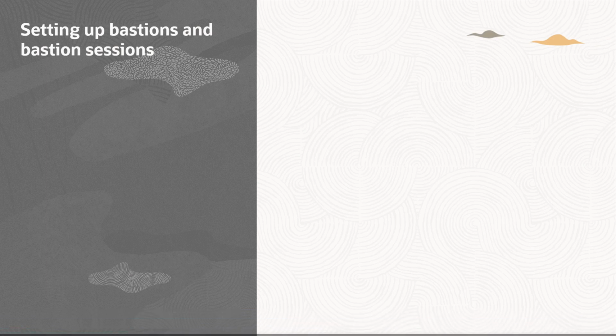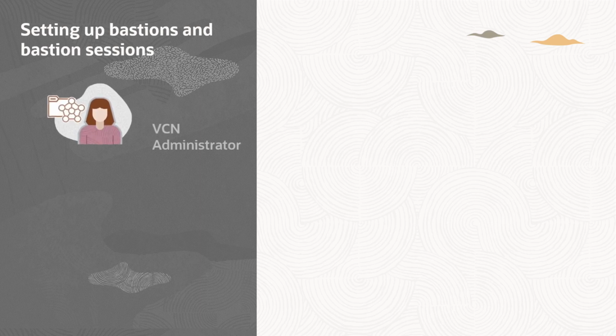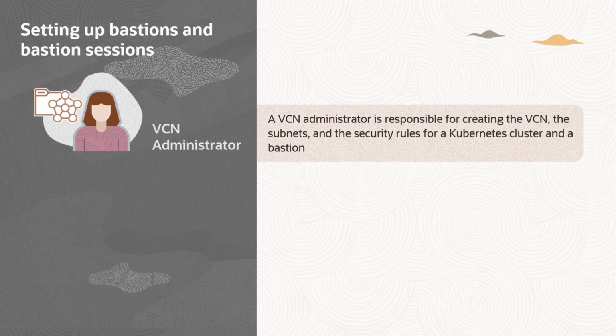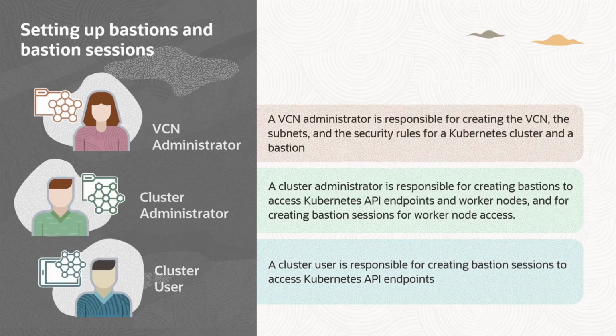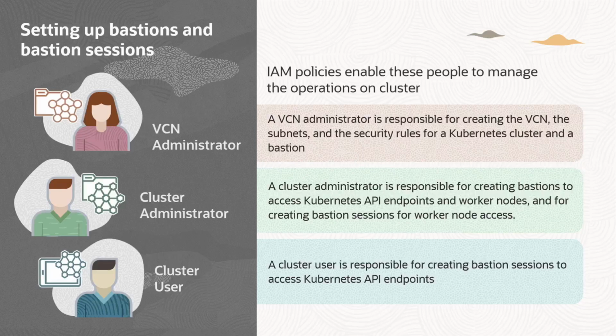Setting up Bastion and Bastion sessions involves a series of tasks, and depending on your organization's structure, these responsibilities may be distributed as follows. The VCN administrator is responsible for creating the VCN, subnets, and security rules for both the Kubernetes cluster and the bastion. The cluster administrator takes charge of creating bastions, managing access to both the Kubernetes API endpoints and worker nodes. They also handle the creation of bastion sessions for worker node access. Lastly, the cluster user is involved in creating bastion sessions to access cluster API endpoints. Remember, IAM policies are crucial in enabling these individuals to manage their respective operations on the cluster effectively.